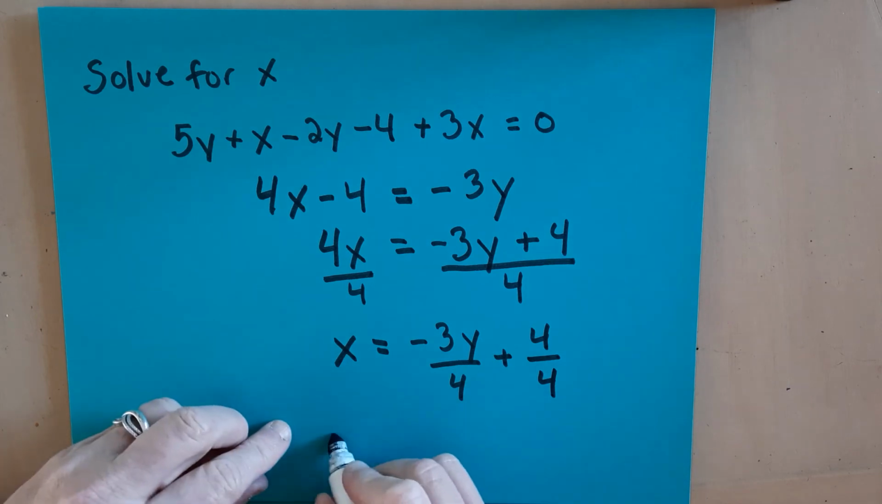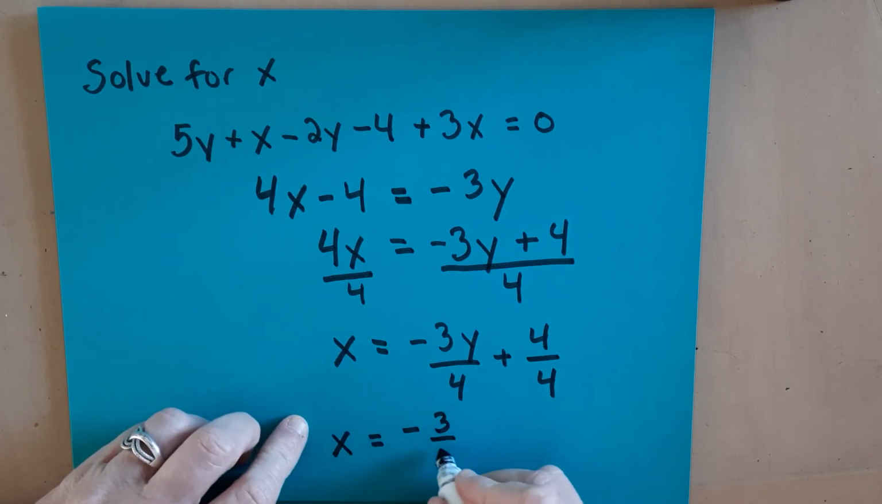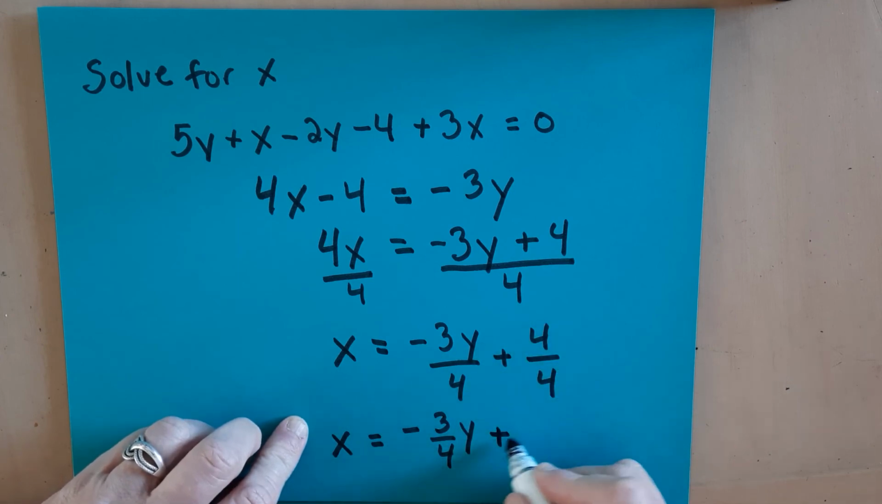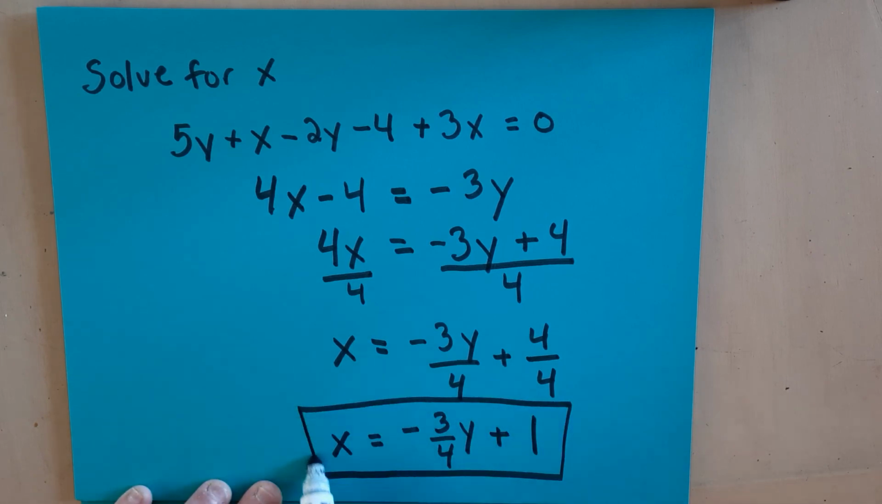The very last step is to see if anything can be simplified. This remains negative 3/4 y, but this 4 over 4 is 1. And because it's being added, we need to keep it in there. So this then would be how you solve that equation for x.